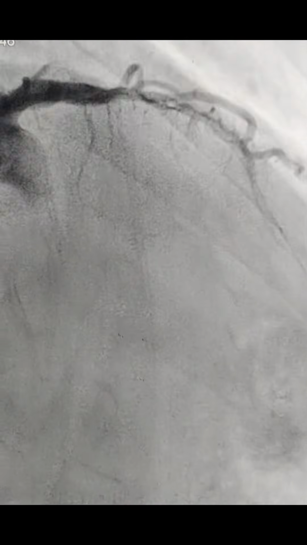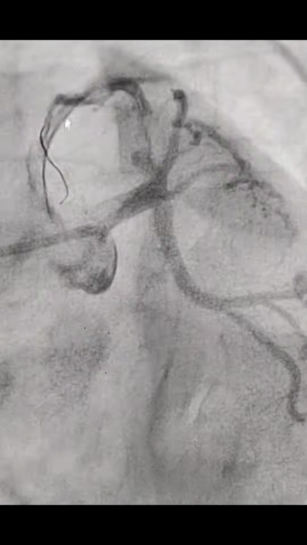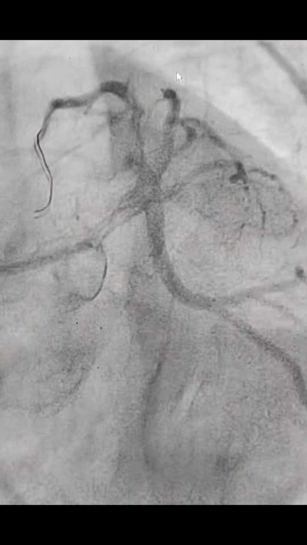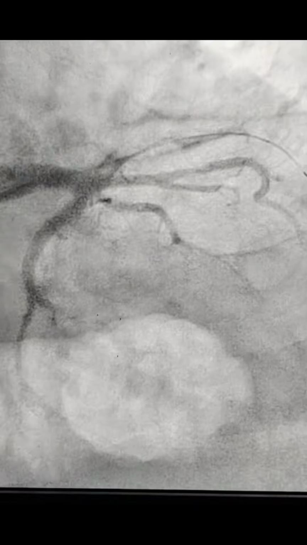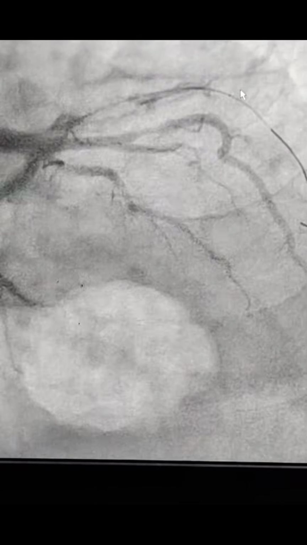So this was the RAO cranial view, and this is a caudal view. You could see here, the wire is in the major LAD, and this is your second LAD. So this was the cranial view, and you could see the same thing. The wire is in the major LAD, and this is the proximal portion, ostioproximal, and up to here we need to put a stent.